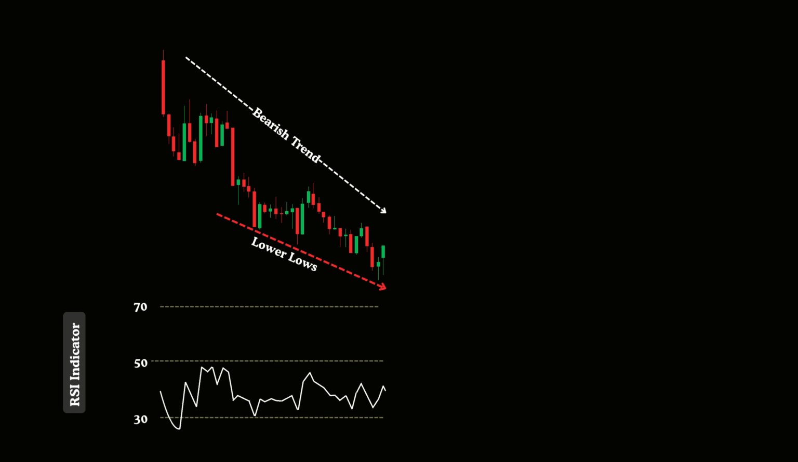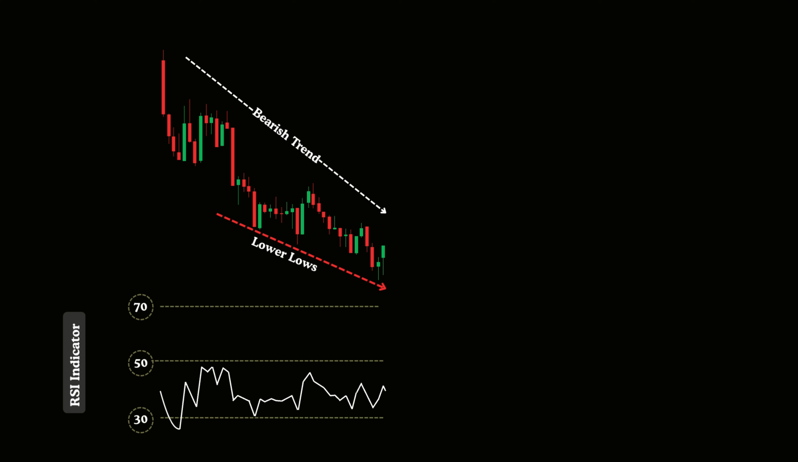We haven't changed the RSI settings for this example. By default, the RSI upper line is set at 70, the lower line at 30, and the middle line at 50, which many call the zero line. Now, you all know how to apply the RSI to a chart, so we won't go over that.